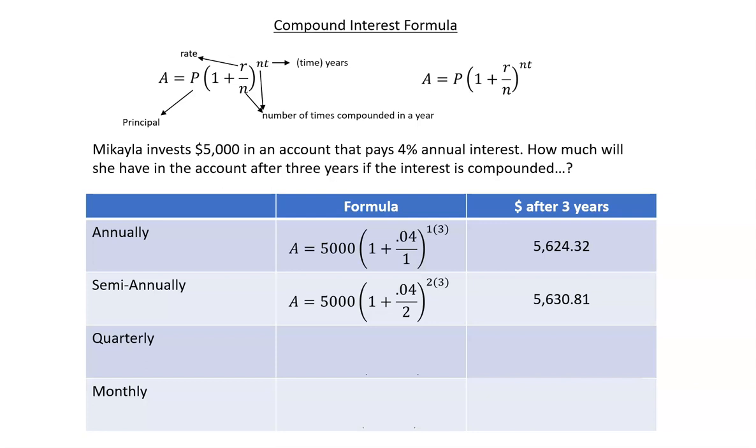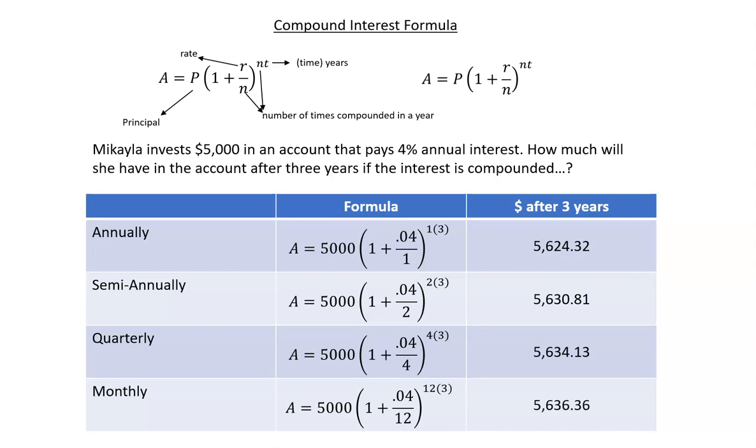Quarterly would change what? Yes, quarterly would change the N to 4. And so calculating that out, we get $5,634.13. And then finally, monthly would change our N to what? Yes, there's 12 months in a year. So again, calculate that, make sure you're calculating that correctly. We would have $5,636.36.